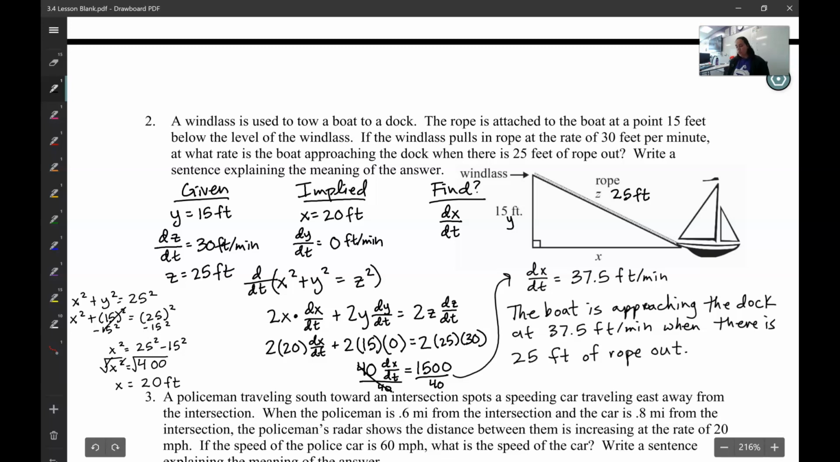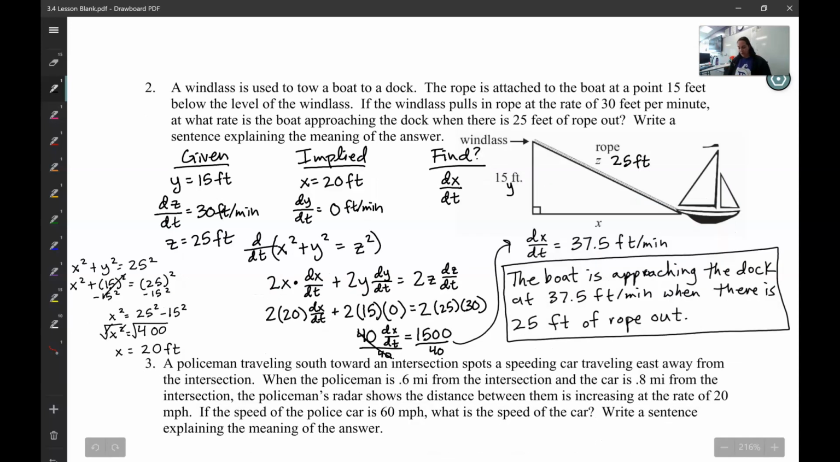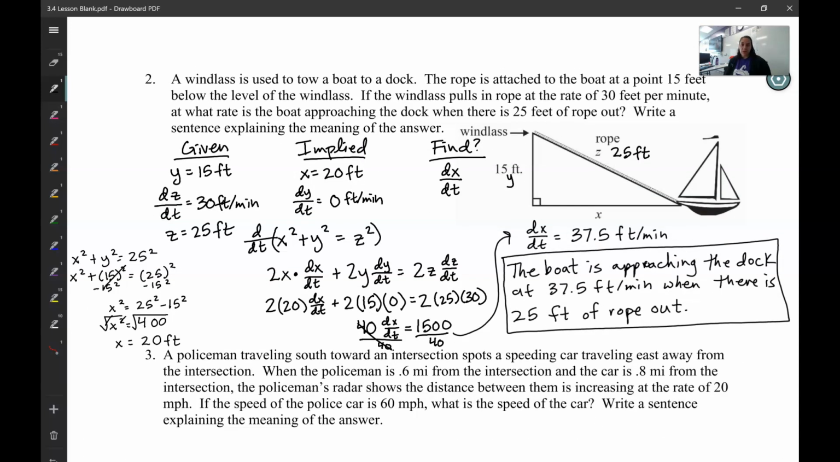Because we don't know that it's going at 37.5 feet per minute the entire time. It might go faster and then slower, and then faster and then slower. We don't know that. All we know is at this point in time, when there's 25 feet of rope out, this is how fast it's going. That's what we know. So we need to make sure to specify, not only is it going 37.5 feet per minute, it's going that rate at this point in time. So that is your first related rates problem.